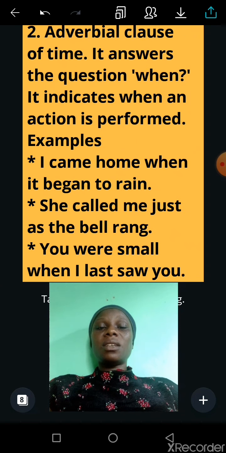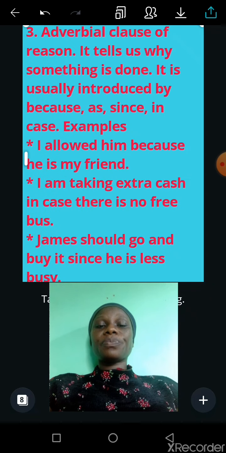The next is adverbial clause of time. It answers the question when. It indicates when an action is performed. Examples in sentences. I came home when it began to rain. When did I come home? When it began to rain. When it began to rain is my adverbial clause of time. She called me just as the bell rang. When did she call me? Just as the bell rang. Just as the bell rang is my adverbial clause of time. The next one is you were small when I last saw you. When I last saw you is my adverbial clause of time.